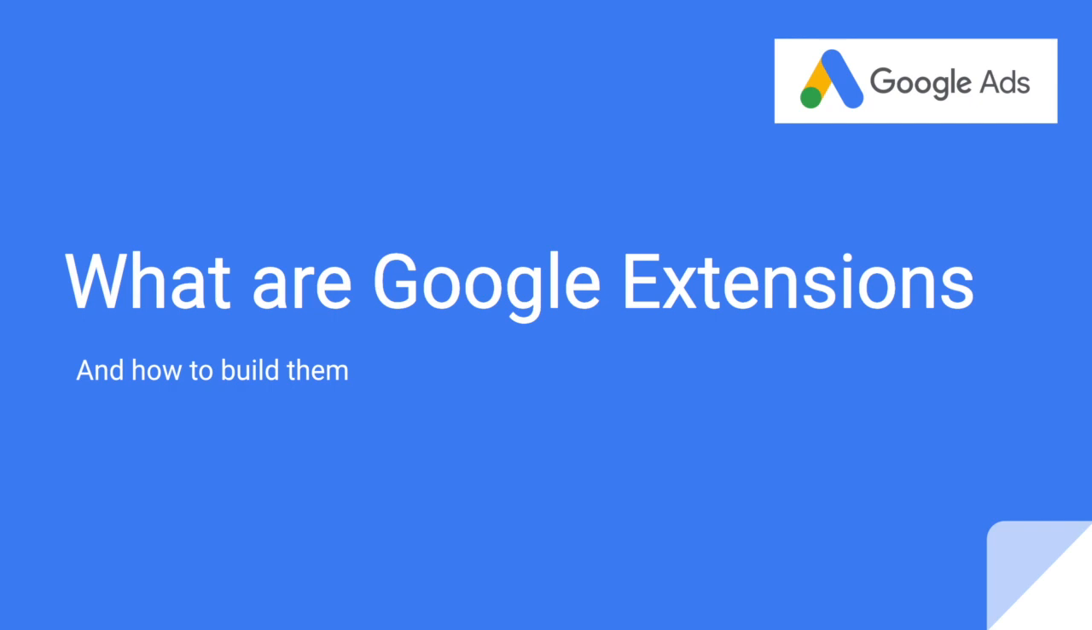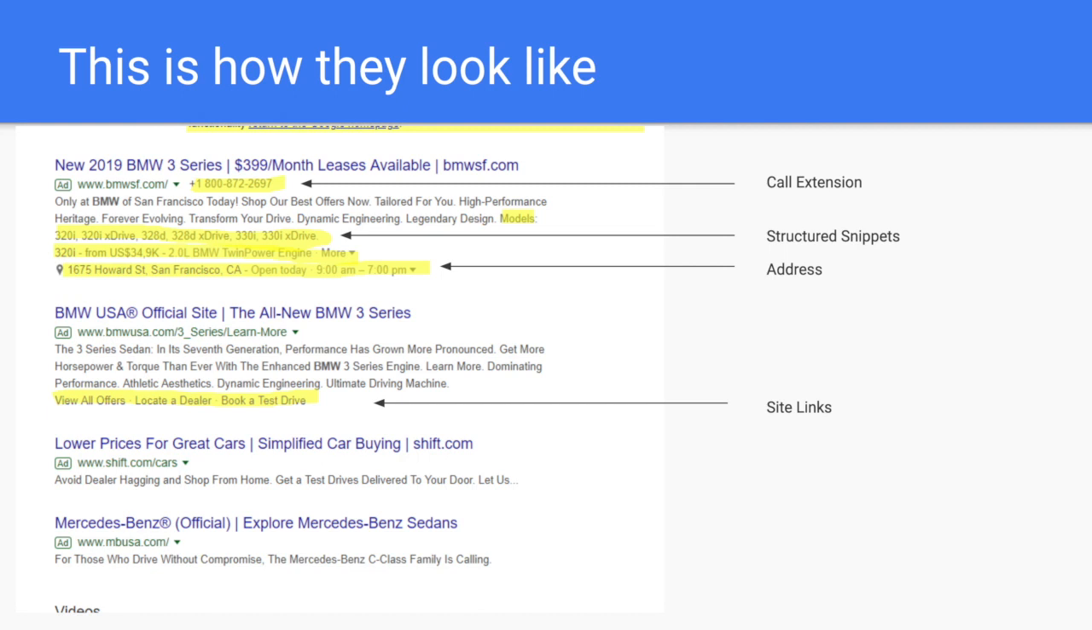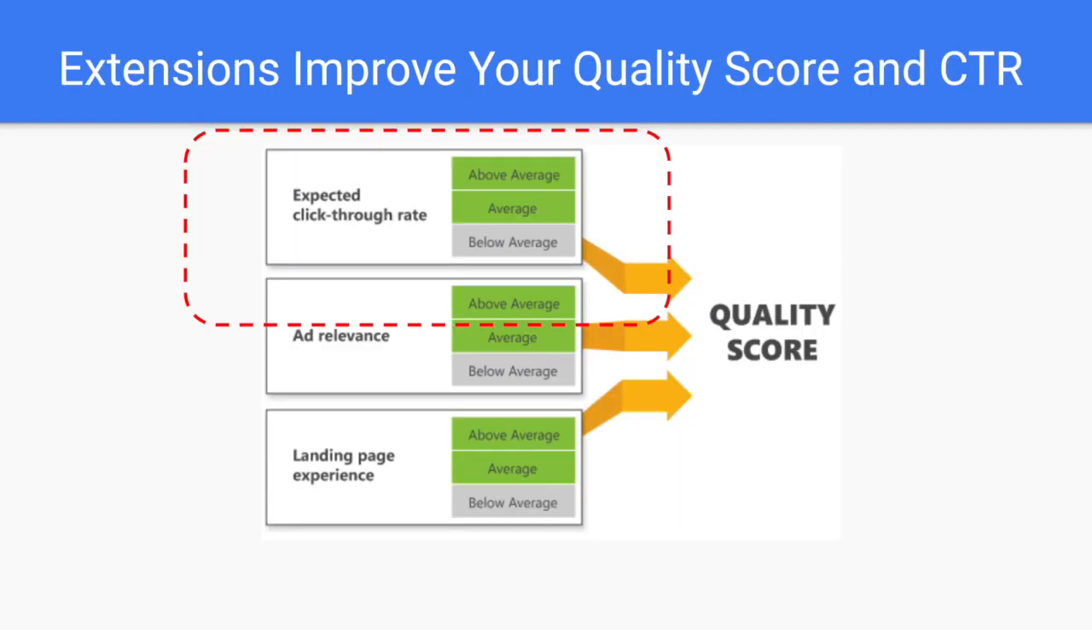It's very, very important to talk about, because extensions give additional structured information about your product in the ad. And extensions directly affect the quality score of your account and the quality score of your keywords, because extensions affect two things. First, expected click-through rate, and second, ad relevancy. Let's have a look at why it happens.